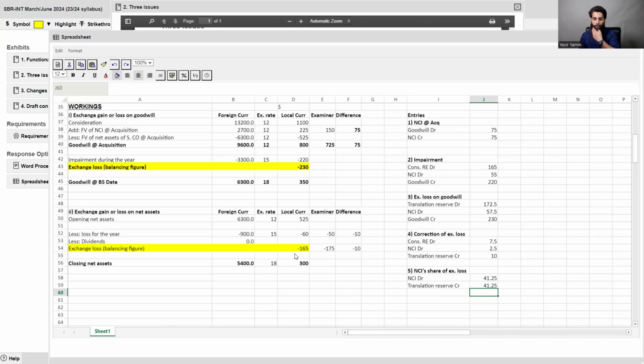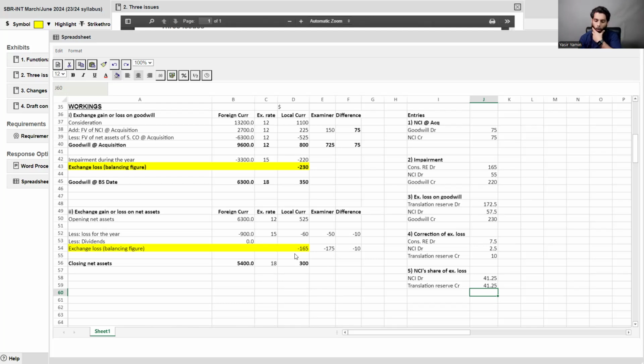Make sense? Is everybody clear on this? I want an answer from everyone. Done? So guys, now we have solved the entire 3 issues numerically. I know the discussion part is yet to be done, but at least the numerical part, the workings part have been done.